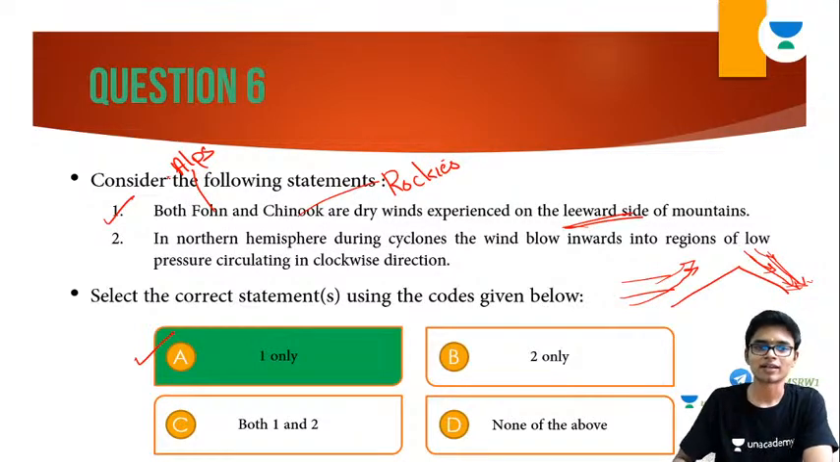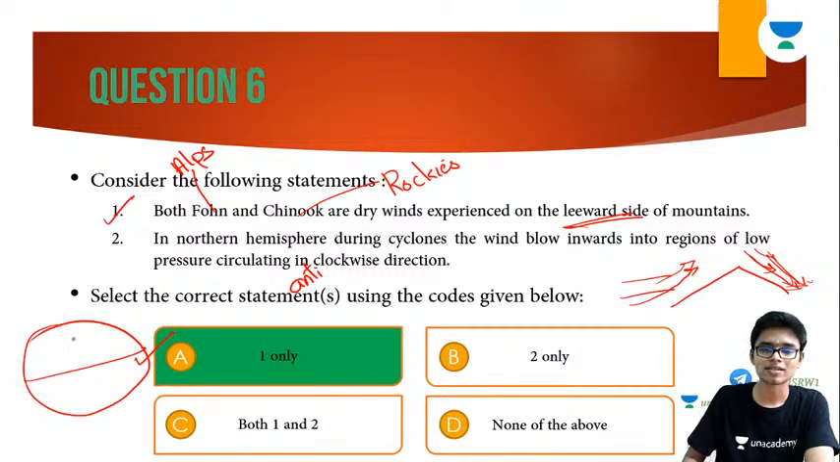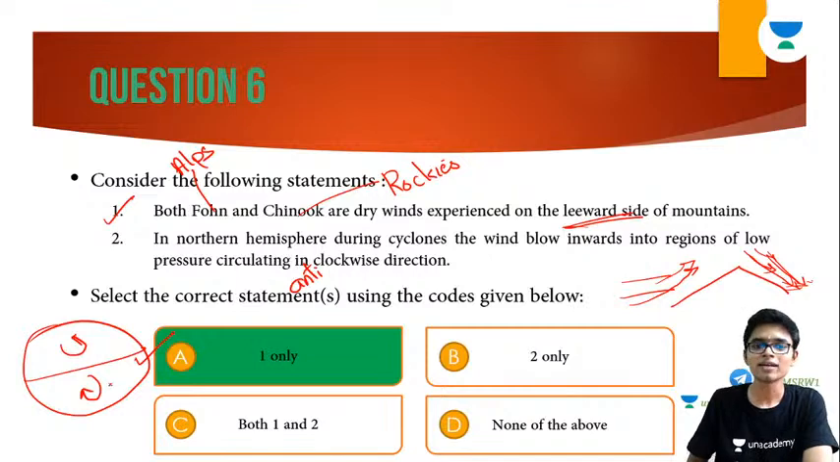Clear? Second one, in northern hemisphere, during the cyclones, the wind blows inwards into the regions of low pressure circulating in clockwise direction. No, small difference, anti-clockwise direction. In the northern hemisphere, it is always anti-clockwise direction as far as cyclones are concerned, and in southern hemisphere, it is clockwise direction. Okay, just remember that. Don't forget, in the northern hemisphere, cyclones are always in anti-clockwise direction. In the southern hemisphere, they are always in clockwise direction. Okay, so the answer is option A, one only.